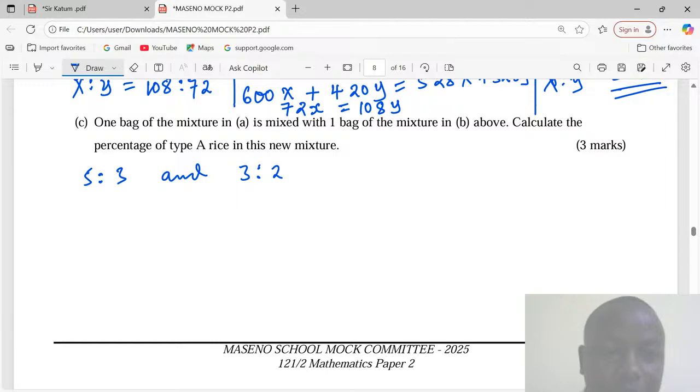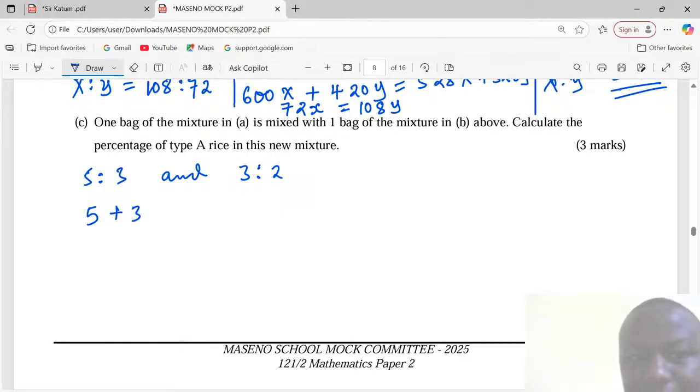1 bag of the mixture in A. Let's check this now. When we mix these two, we'll be having 5 bags of A together with 3 bags of A in mixture 2.